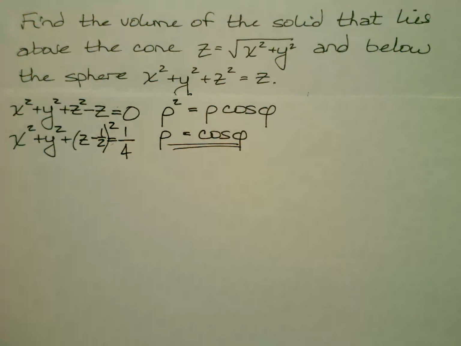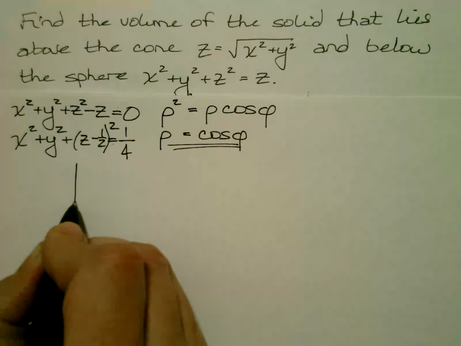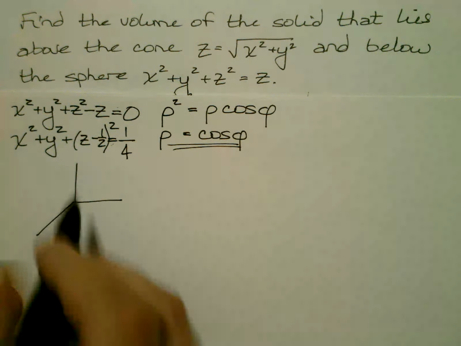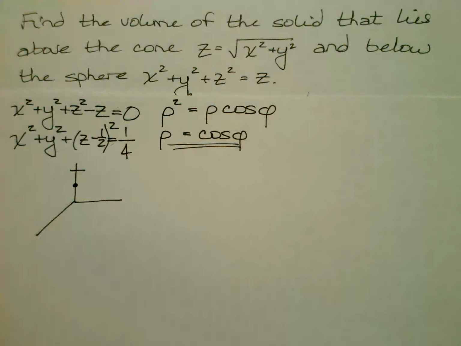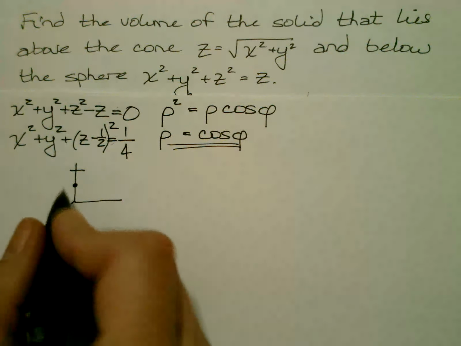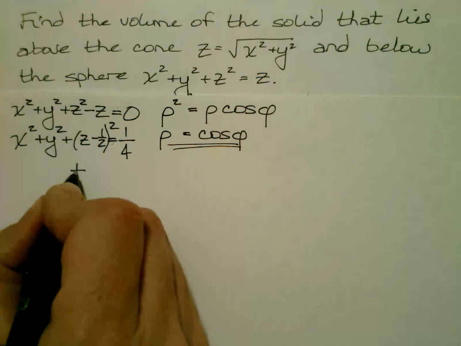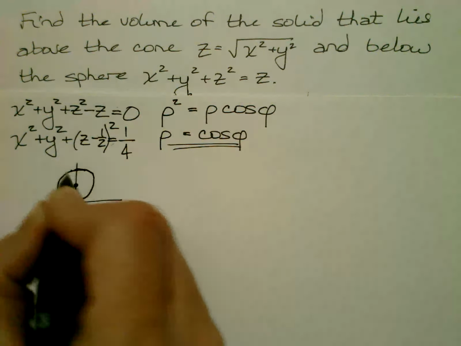squared. So this is a little sphere sitting not at the origin. Its center is 0, 0, 1/2. And radius, 1/4 is r squared, so radius is 1/2, which means the diameter is 1. So it's just little, it's sitting right on the origin like that, my little sphere.